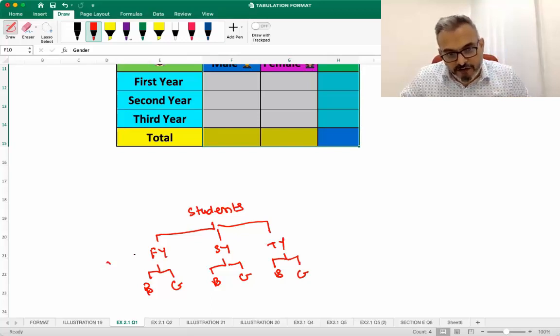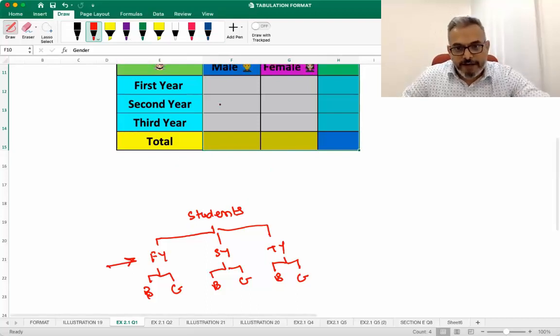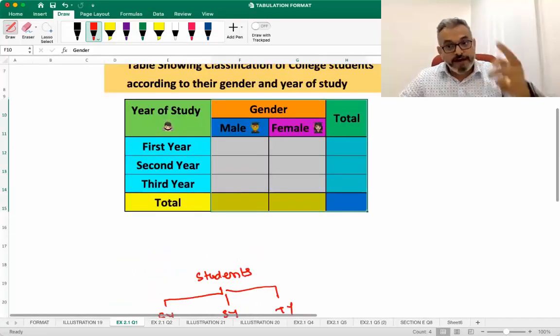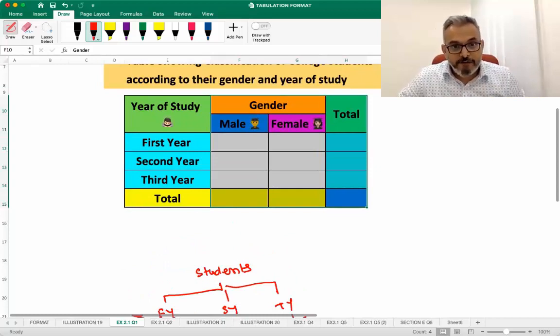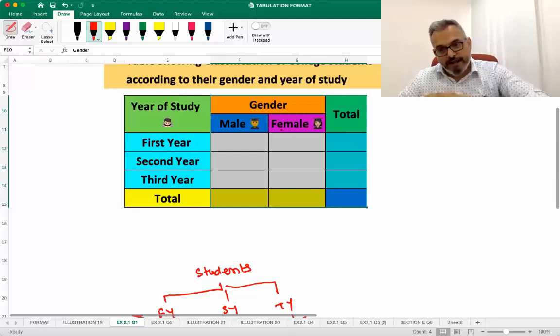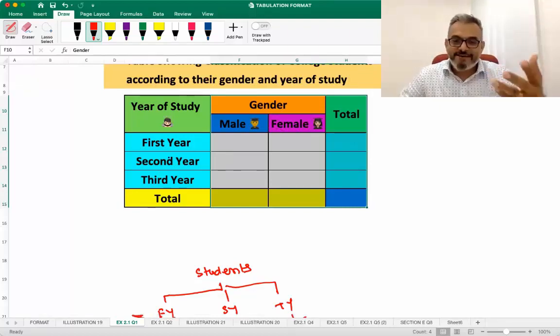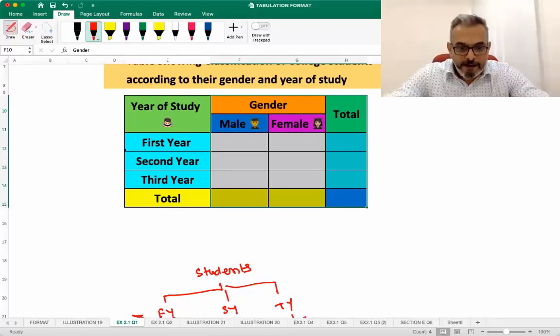So this is the first level that we generally take vertically, that is first year, second year and third year. And boys, girls we take horizontally so that we can properly make this table. You can also take reverse. You can take male, female, boy, girl like this and FY, also like this. That's also fine. But general rule is we take year of study or such attributes vertical.